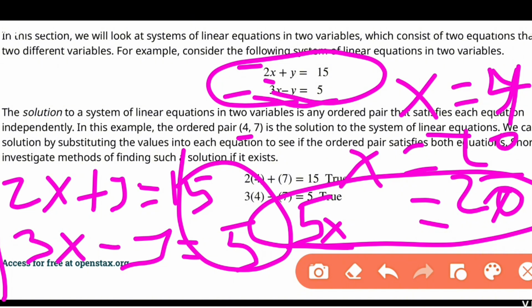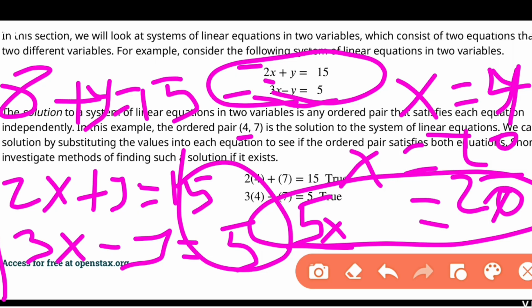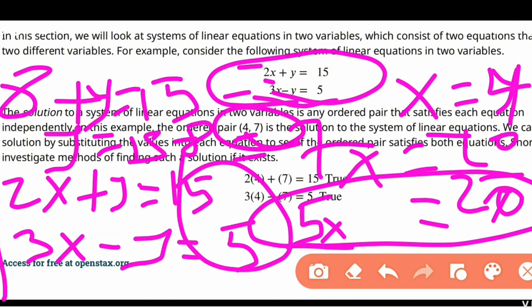If we find 4 for x, by substituting it we can find y. Twice 4 is 8, plus y is equal to 15. To find y, we subtract 8 from 15, which is 15 minus 8, which is 7. So you see, we can find it in this way.